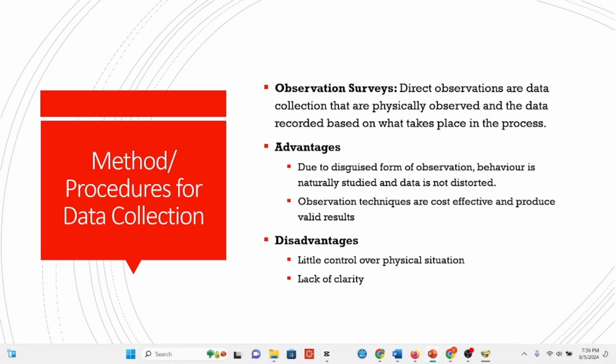1. Little control over physical situation. Observational studies offer limited control over external variables and conditions. This can make it challenging to isolate specific factors that may influence the observed behavior or events. 2. Lack of clarity. Interpretation of observational data can be subjective and may lack clarity, especially if the observer's presence influences the subject's behavior or if the observer's biases affect the data collection process. Clear guidelines and training are essential to minimize these issues.